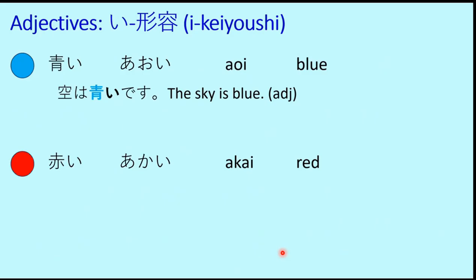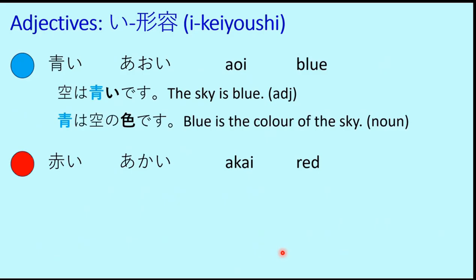Now if we say blue is the color of the sky, so in that case the sentence will be ao wa sora no iro desu. So here aoi becomes ao. That means this becomes a noun form. So as you can see, blue is the color of the sky. So blue here is not an adjective, but it is a noun.